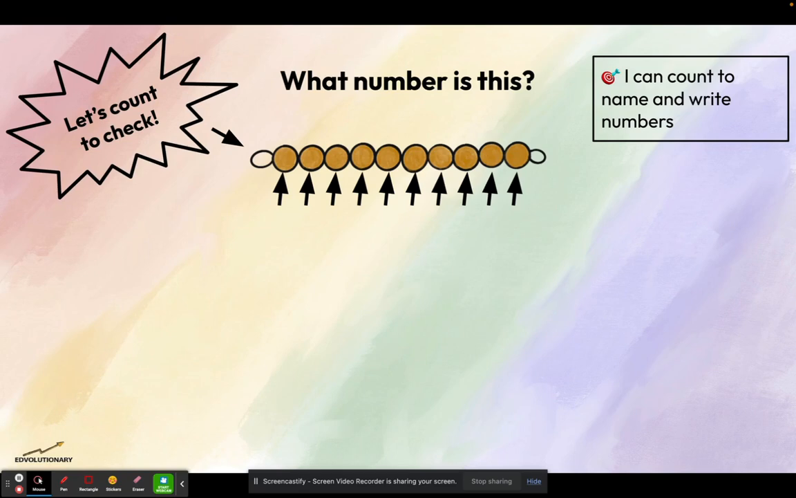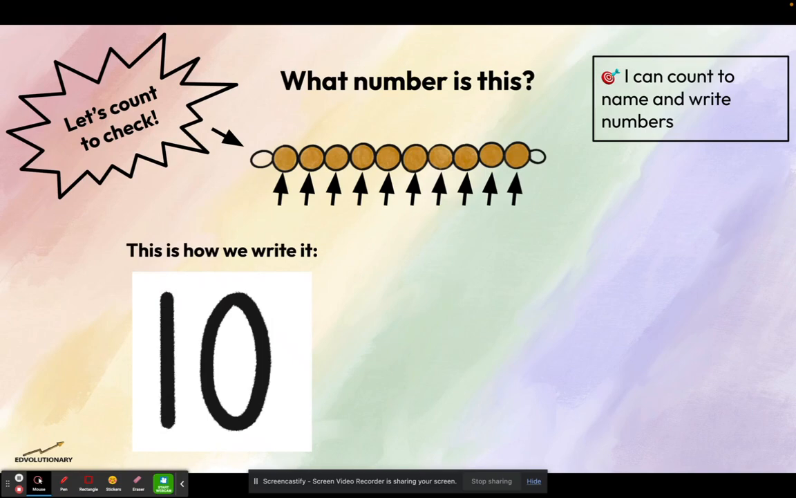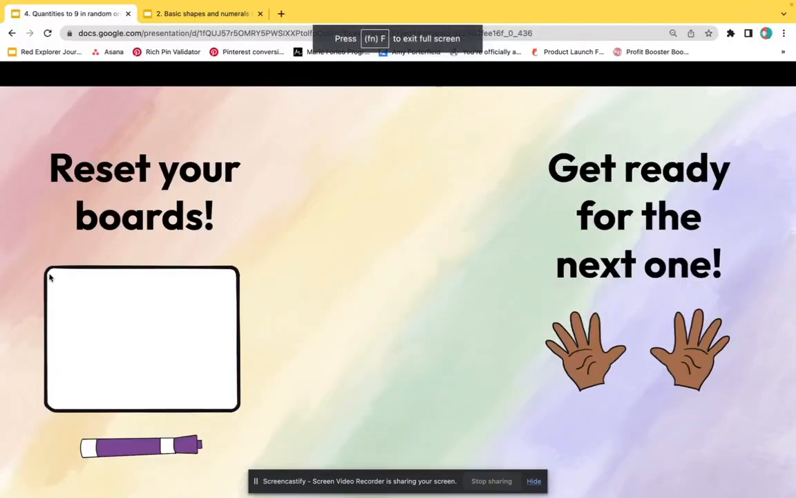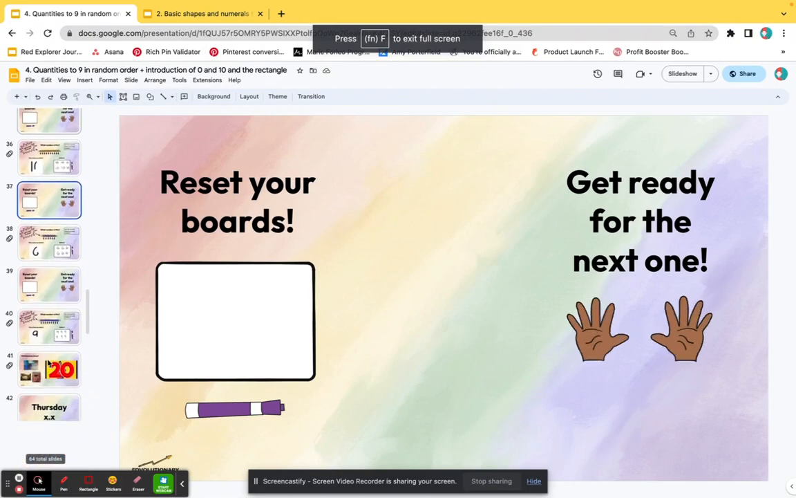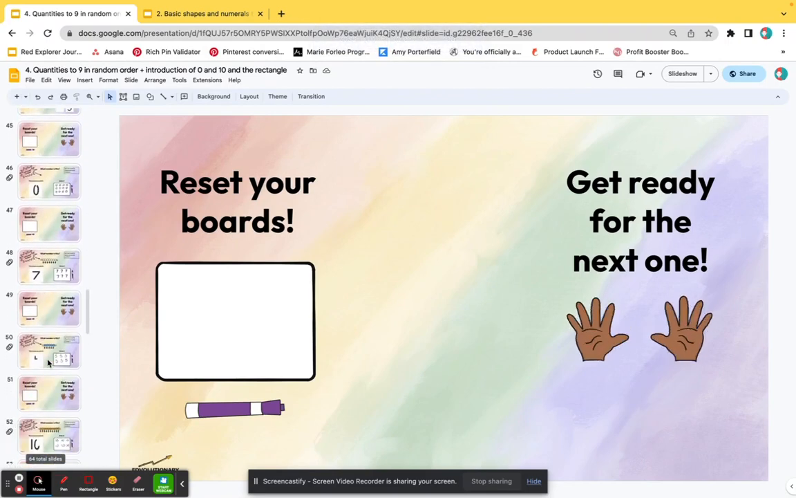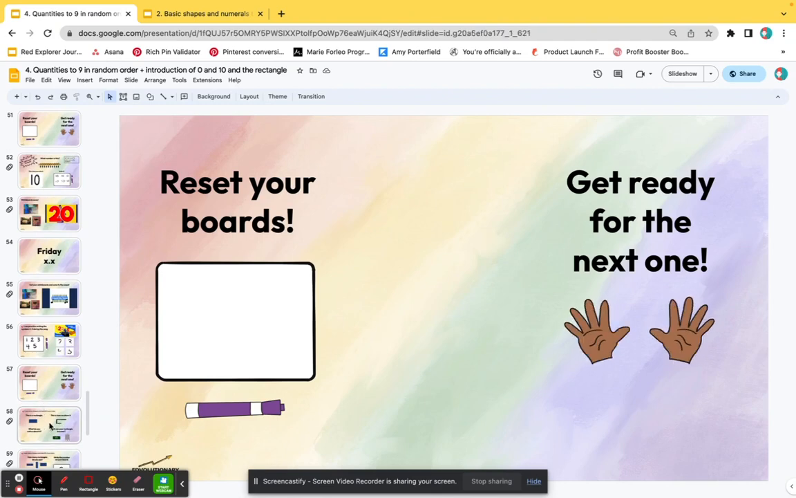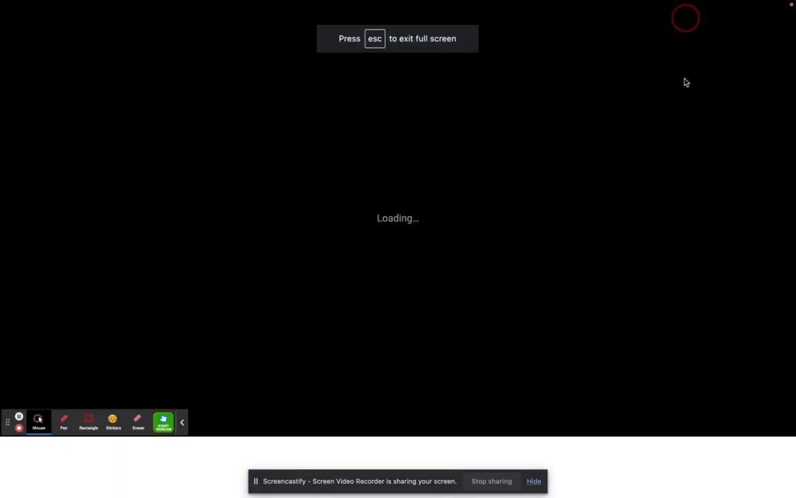I'm kind of rushing because you know the drill at this point. This is how we write it. And then let's write it. And then we do have some more random numbers on the rest of the day. And then Thursday mixes it up, putting in 10 and 0 again. And then Friday is where we get the introduction to the rectangle.